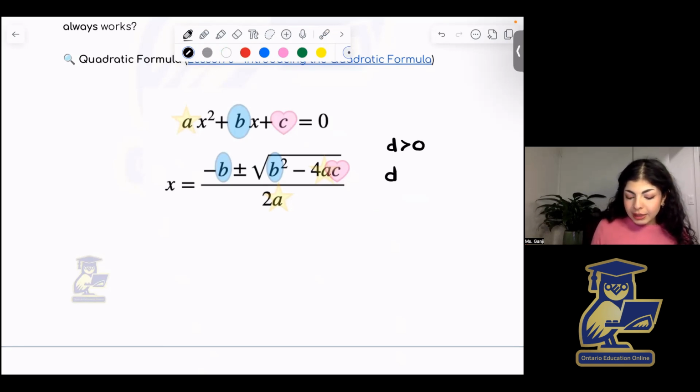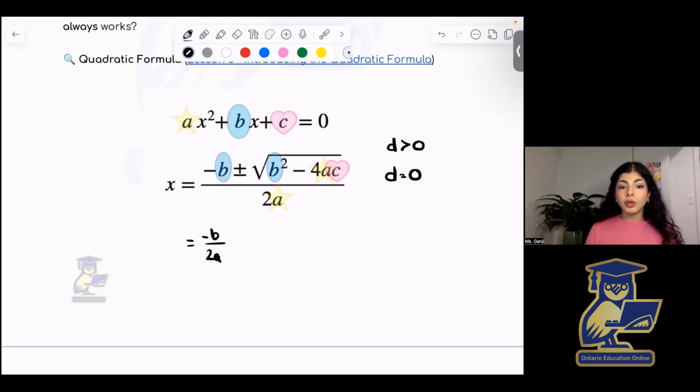However, when D is equal to 0, this whole bracket is going to be 0. Or sorry, the whole square root is going to be 0. So then you just have that x is equal to negative b over 2a. So you only have one real solution, and it would just be negative b over 2a.